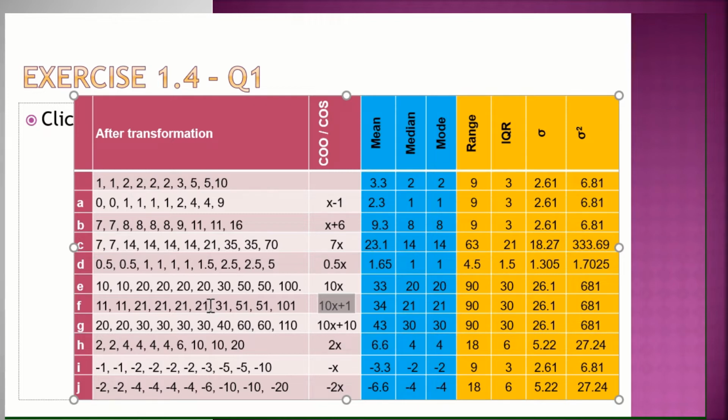So meaning there is COO and there is COS. How do you manage this? Your original mean is 3.3, right? So mean, mode, median, you times or plus both have effect. Correct or not? So you will times 10 and plus 1, meaning you just put 3.3 inside the formula. 10 times 3.3 plus 1. 2 times 3.3 plus 1. That will be for your MCT, because MCT plus also has effect, times also has effect. But what about MOD? MOD plus no effect, only times, right? So you only times with 10.